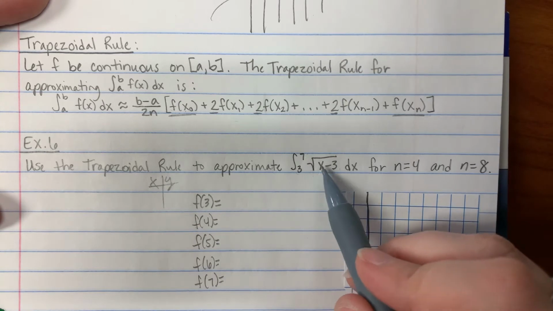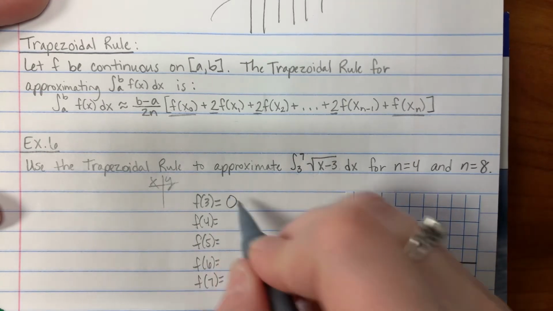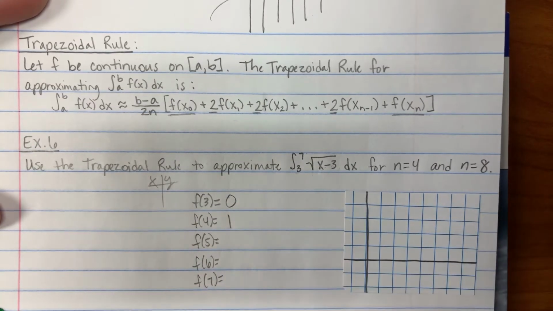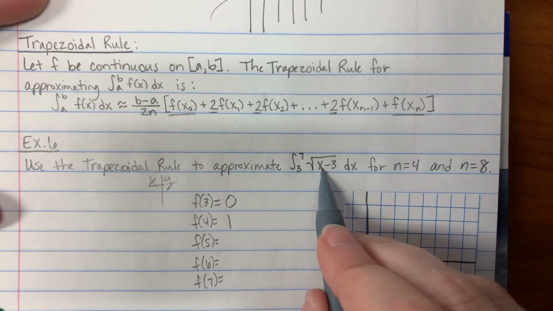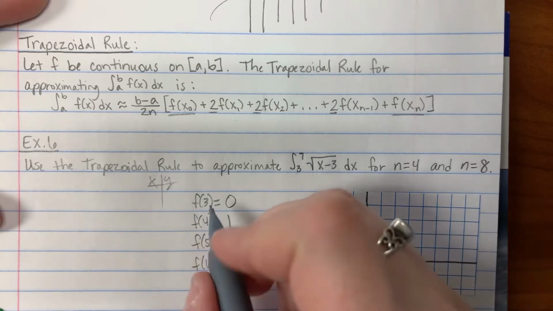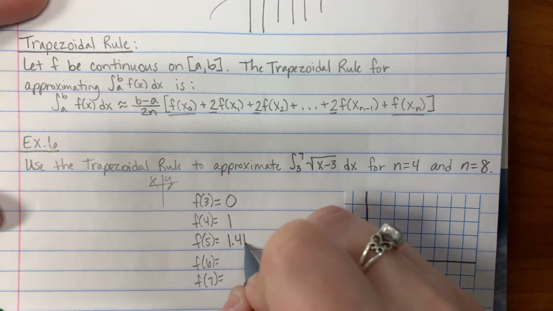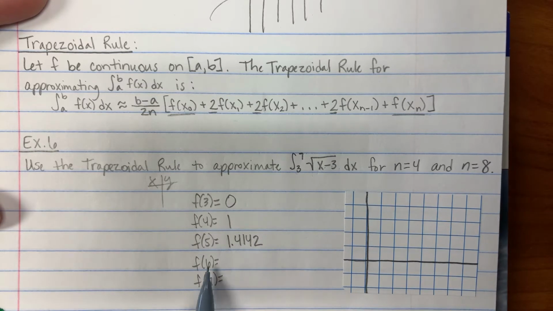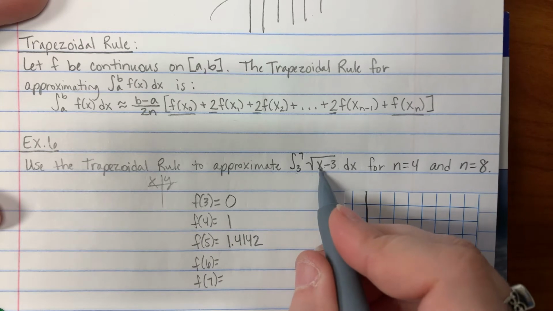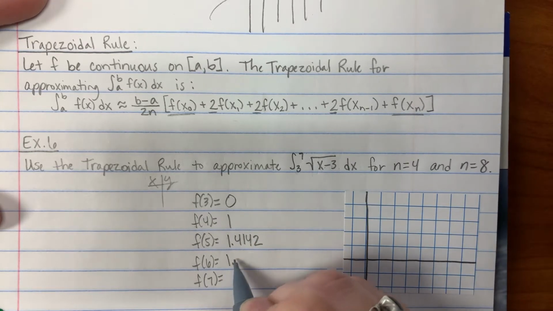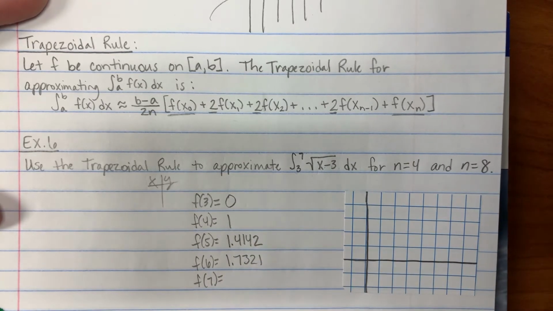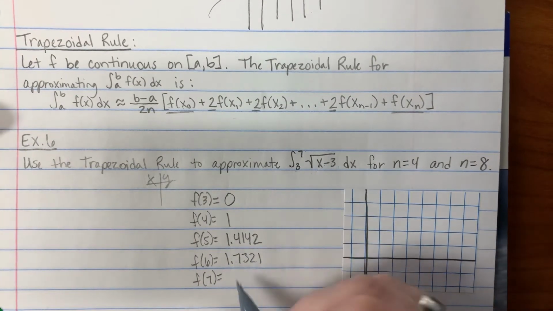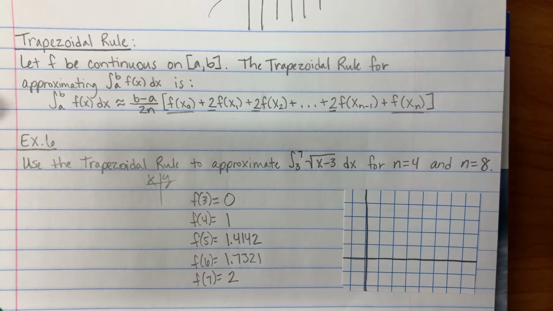So if I plug 3 in here, 3 minus 3 is 0. Square root of 0 is 0. If I plug 4 in there, that'd be the square root of 1, which is 1. If I plug 5 in there, I get the square root of 2, which I'm going to write as 1.4142. I'm going to estimate that. So I just did it on a calculator. Same thing with f of 6. If I plug 6 in here, I get the square root of 3, which is about 1.7321. And then if I do 7, 7 minus 3 is 4, so that's the square root of 4 is 2.